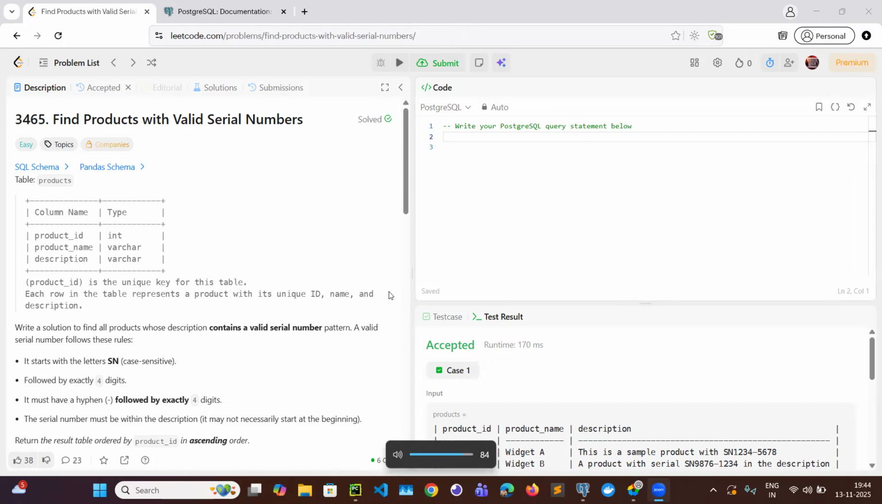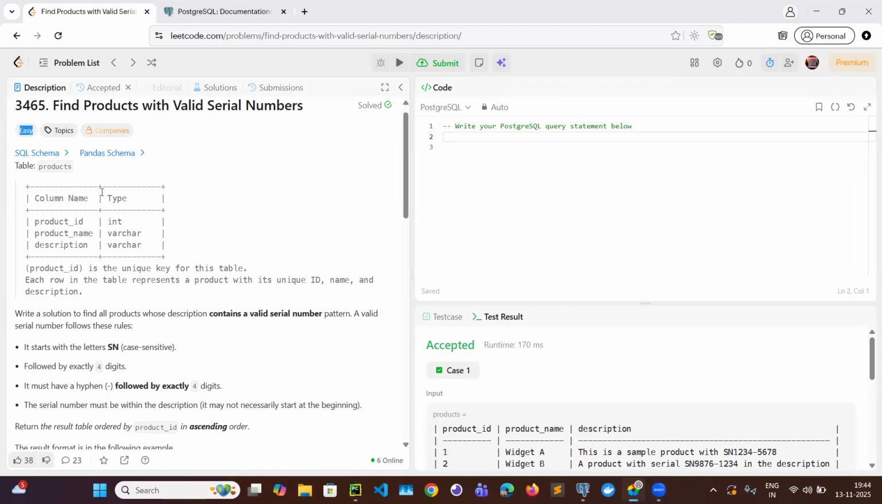Okay, so now we will solve the next LeetCode problem. Question number 3465, Find Products with Valid Serial Numbers. This is an easy category problem, but it is easy if we know some function. But let's read the question.